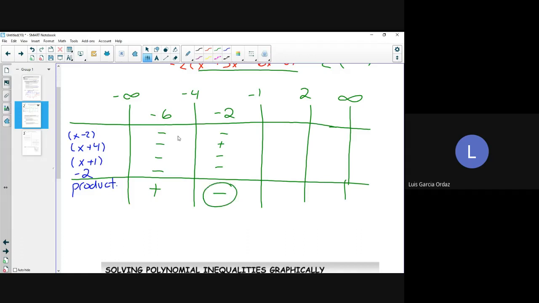Our next one is between negative 1 and 2. So what value do you want to sub? 0. So we'll take 0. And this gives us negative, positive, positive, negative, which gives us positive. And last but not least, we have between 2 and infinity. So what number do you want to pick? 3. So let's pick 3. So we get positive, positive, positive, negative, which gives us negative.